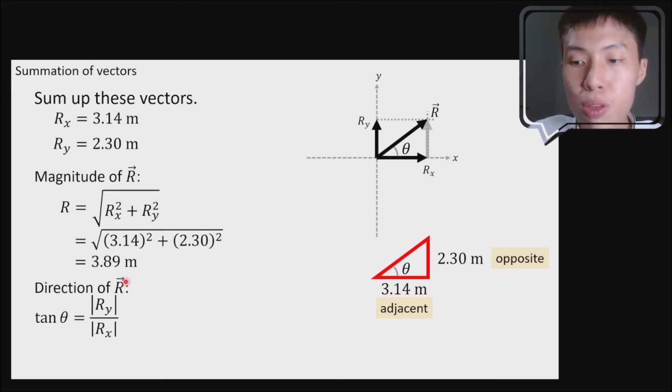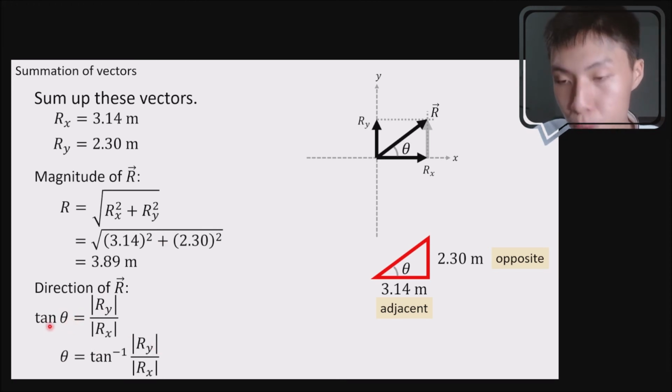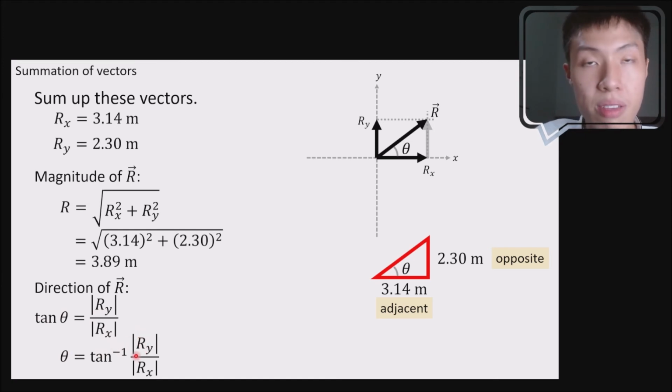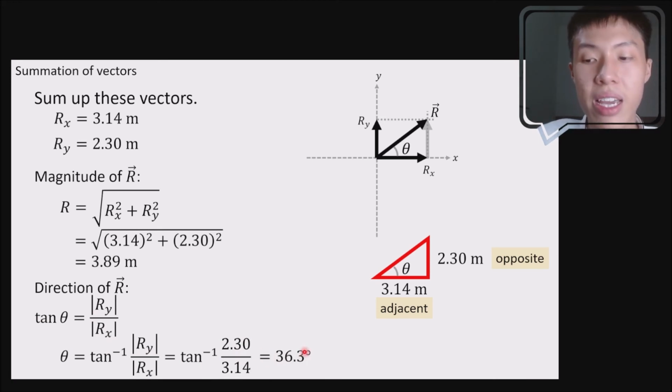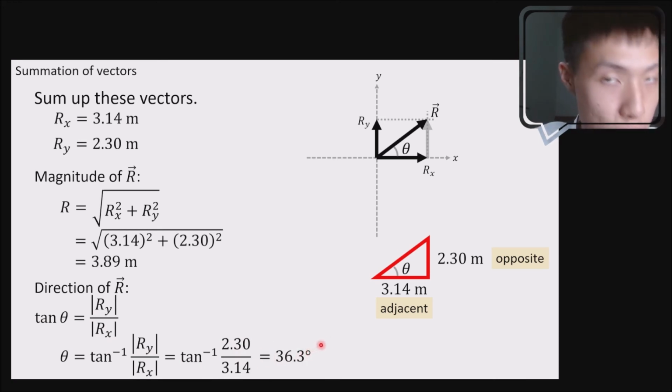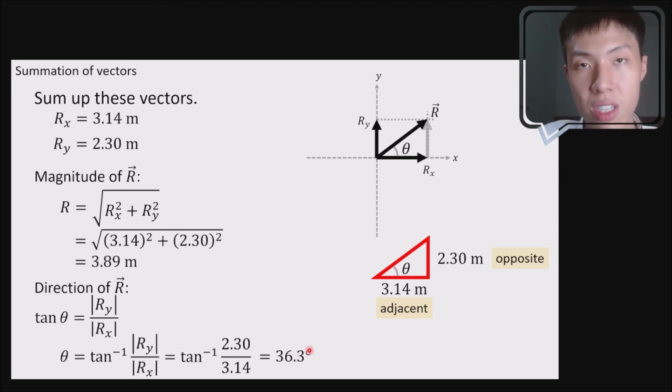So I put a modulus sign just to get a positive angle coming out. Now if we move the tangent to the other side, then it'll be theta equals inverse tangent of Ry divided by Rx. Put in the value, then we key it into our calculator. We will get the angle to be 36.3 degrees. So this theta here is 36.3 degrees.